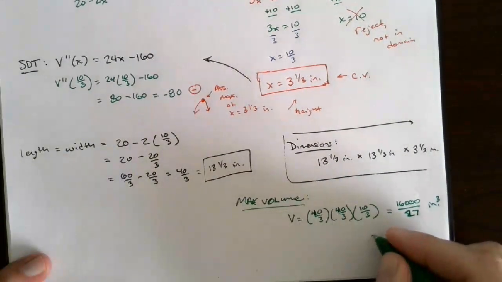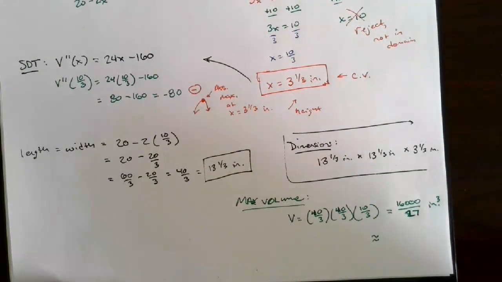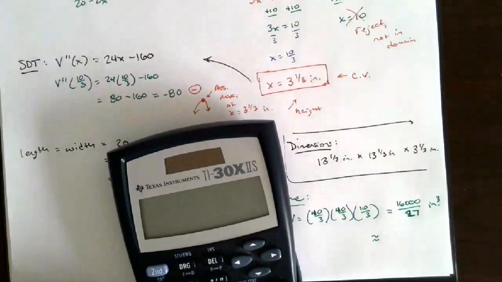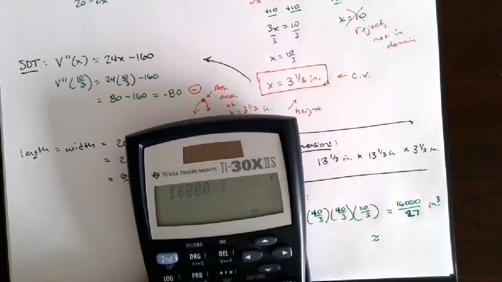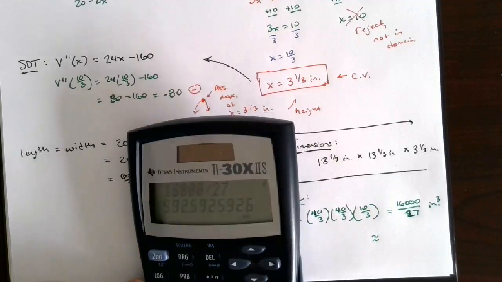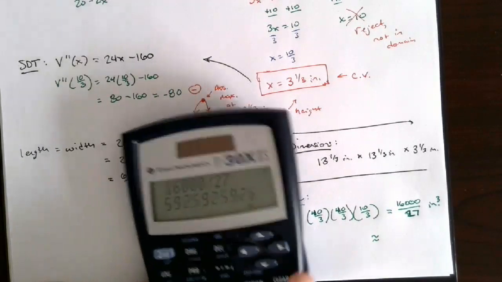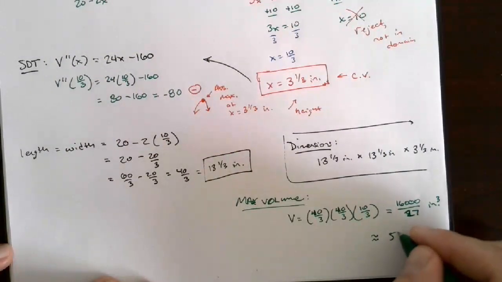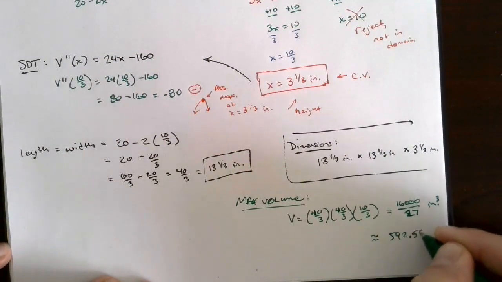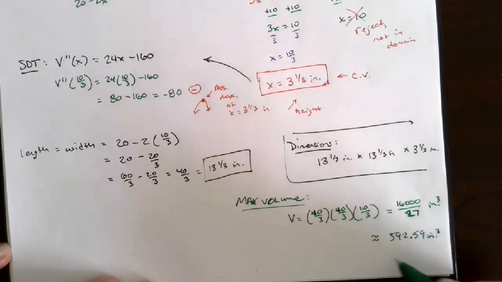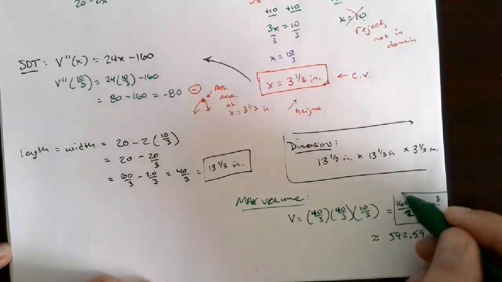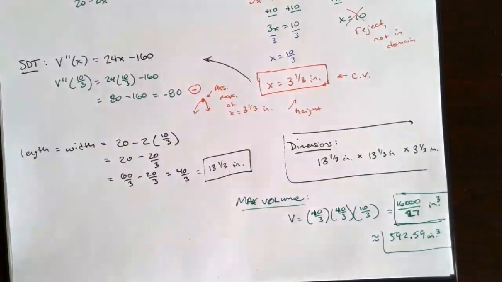That's the exact number. If we wanted to approximate this just to get a nicer idea of what it might be, you could always use your calculator and do 16,000 divided by 27. I got 592.59, so we'll say 592.59 inches cubed. So this is the exact value. This is the approximation, but just so you have an idea, because if you hear 16,000 over 27, that probably doesn't give you a good idea of what you're measuring. So that would be the maximum volume that the container could hold if you made this box.